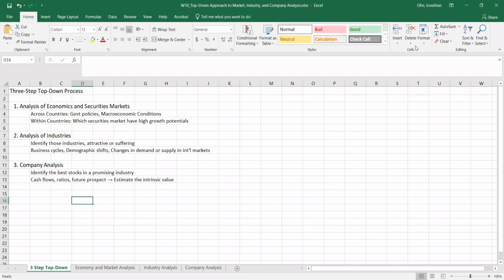All right. Good afternoon. Today's topic is the typical important three-step top-down process of security analysis. This top-down three-step is considered the best approach in security analysis. You start with the analysis of economics and security market first. Second, industry analysis, and third, company analysis. So macro to micro, right? That's the typical significant approach to security analysis.